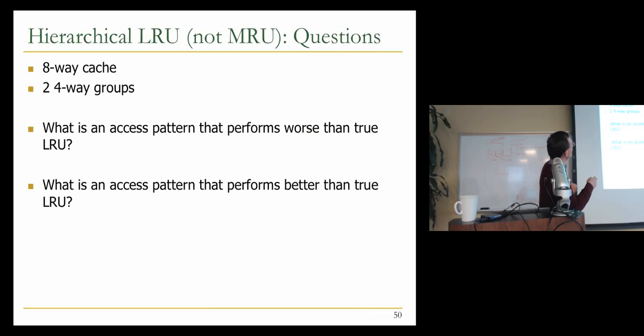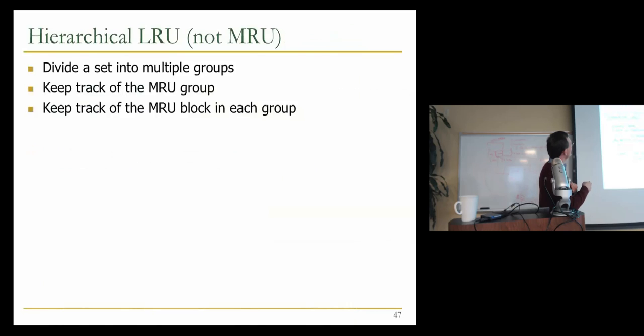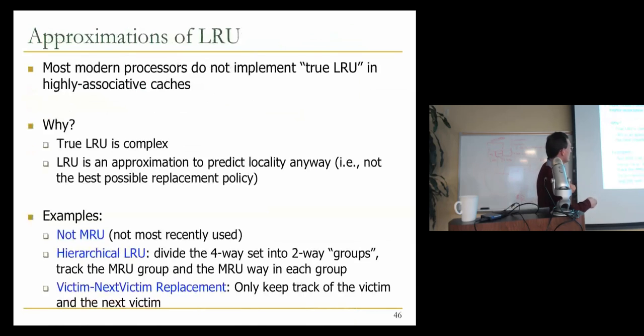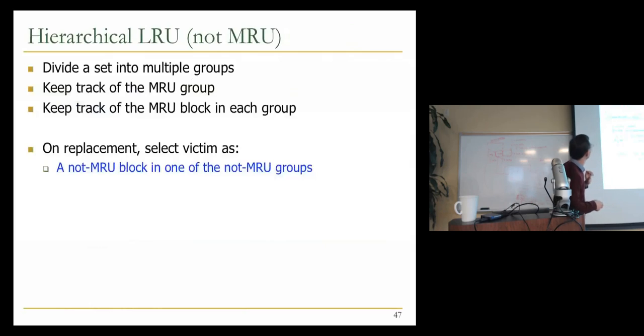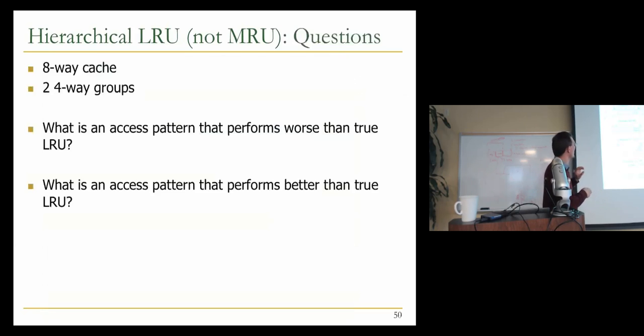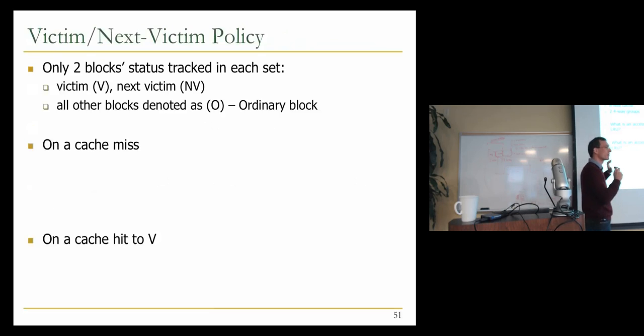Basically, with a hierarchical LRU, you have an 8-way cache and two 4-way groups, if you will. Remember that you keep track of the MRU group, and the MRU way in each group, and ensure that these are prioritized. These never get replaced. And the other ones, you pick randomly to replace. Basically, on replacement, select the victim as a not MRU block in one of the not MRU groups. Make sense? It's easier to design, obviously. But it's good to think about what is an access pattern that performs worse than true LRU with this kind of replacement policy, and what is an access pattern that performs better than true LRU. And you can come up with both.